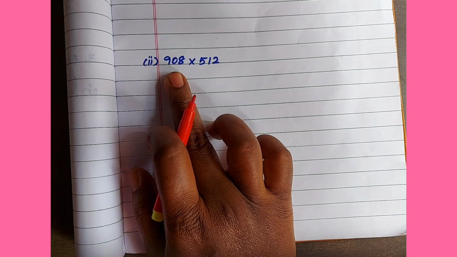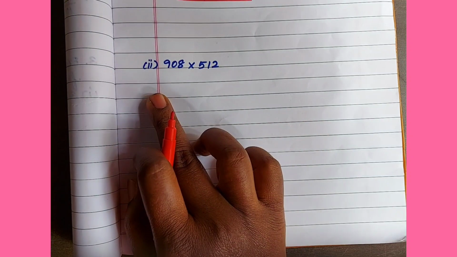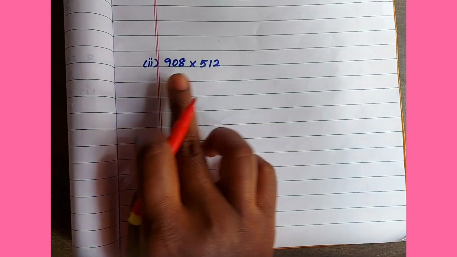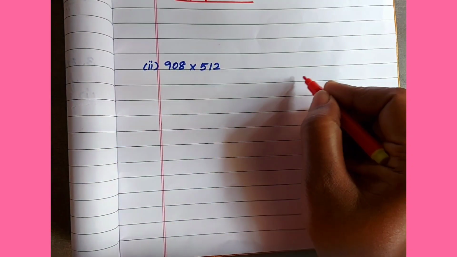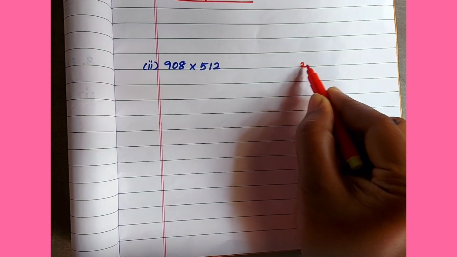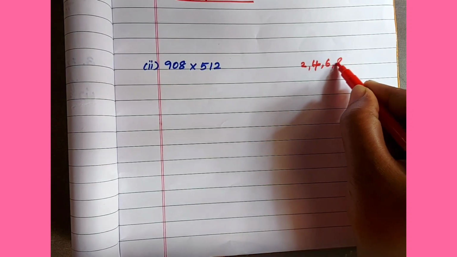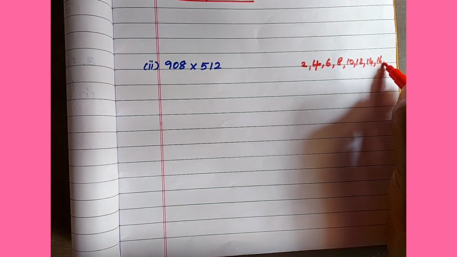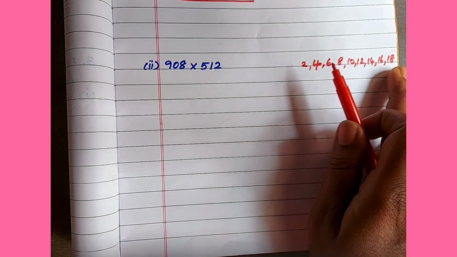Next one, 908 into 512. Here we multiply with the right side value's tables. First the ones place value 2. How many times do we write it? The biggest digit on this side is 9, so we write 9 times. The 2 table: 1 2 is 2, 2 2s are 4, 6, 8, 10, 12, 14, 16, 18. So 1, 2, 3, 4, 5, 6, 7, 8, 9 times we write.